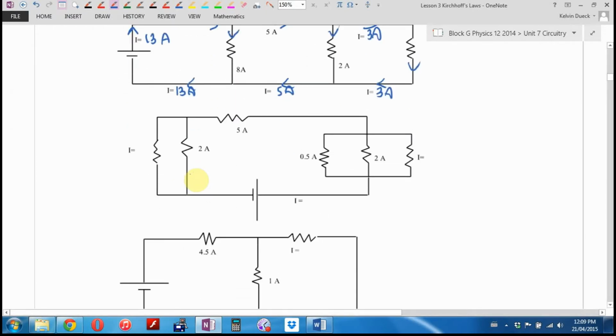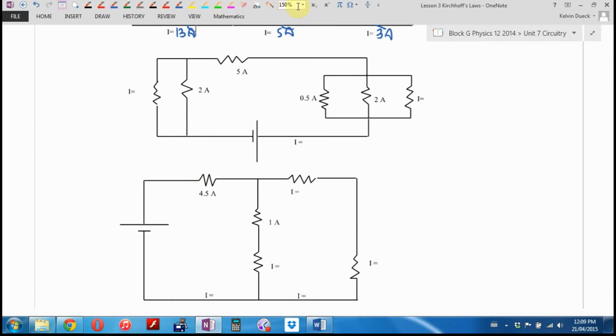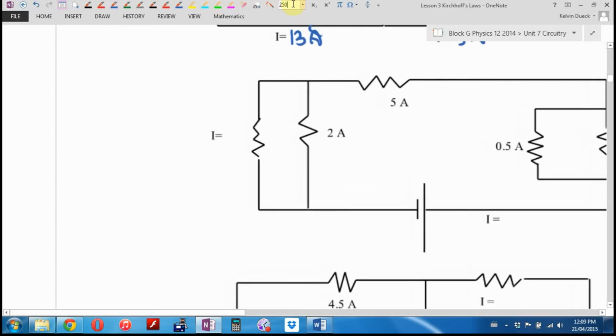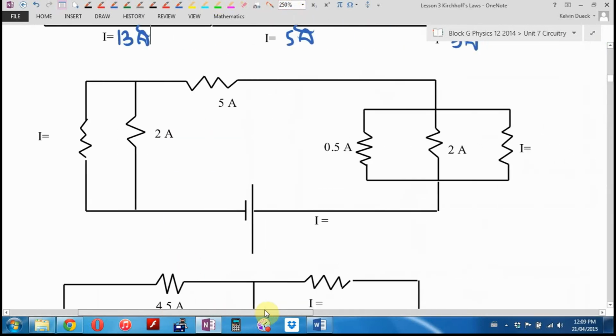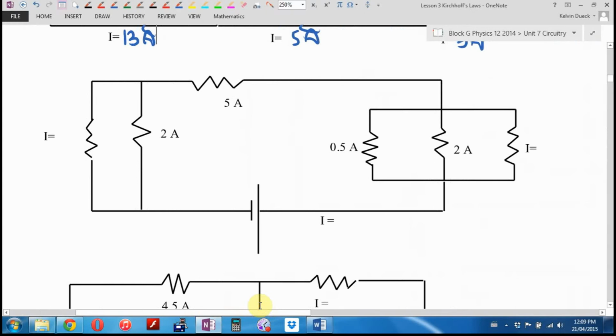Let's kick it up a notch. In fact, I think I can make these a little bit bigger. Yeah, that'll work. I'm going to label, you know what? This way is downhill. I guess the current splits up into those 3 directions. Those are all downhill. Meets up again here. That's downhill. Downhill. That's the direction of the current.